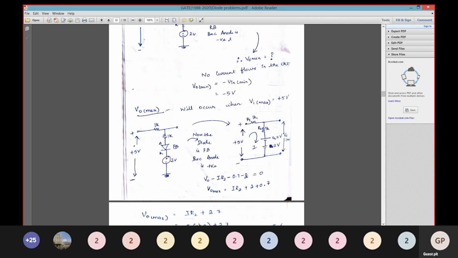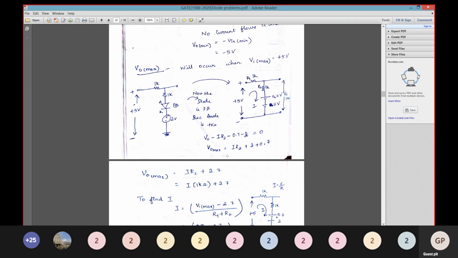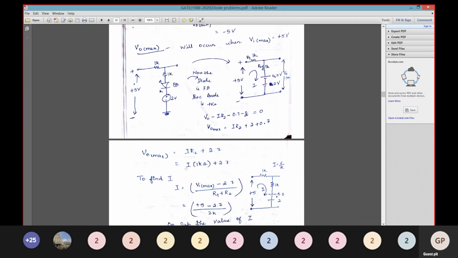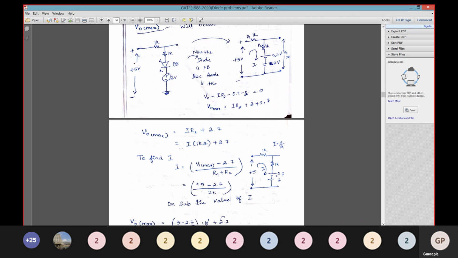Now when it is plus 5, the diode is forward biased, so it acts as a closed loop like this. What is the output voltage now? Write the equation: V naught minus I into R2 minus 0.7 minus 2 is equal to 0. Now rearrange the expression and substitute the values, using the same method as in the previous sum. Find the current I is equal to V by R.